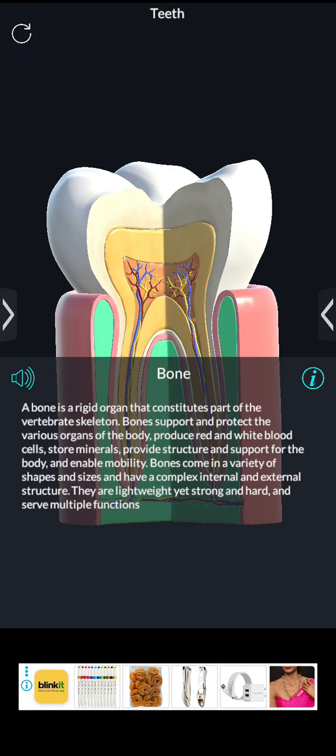A bone is a rigid organ that constitutes part of the vertebrate skeleton. Bones support and protect the various organs of the body, produce red and white blood cells, store minerals, provide structure and support for the body, and enable mobility. Bones come in a variety of shapes and sizes and have a complex internal and external structure. They are lightweight yet strong and hard, and serve multiple functions.